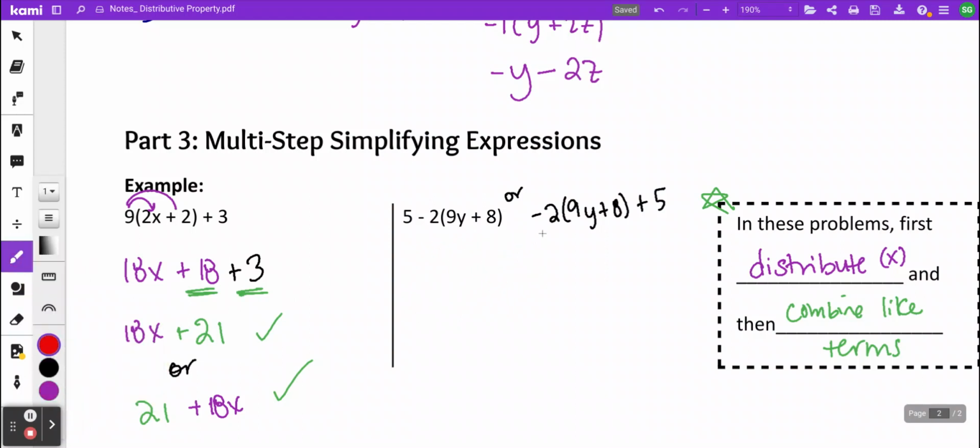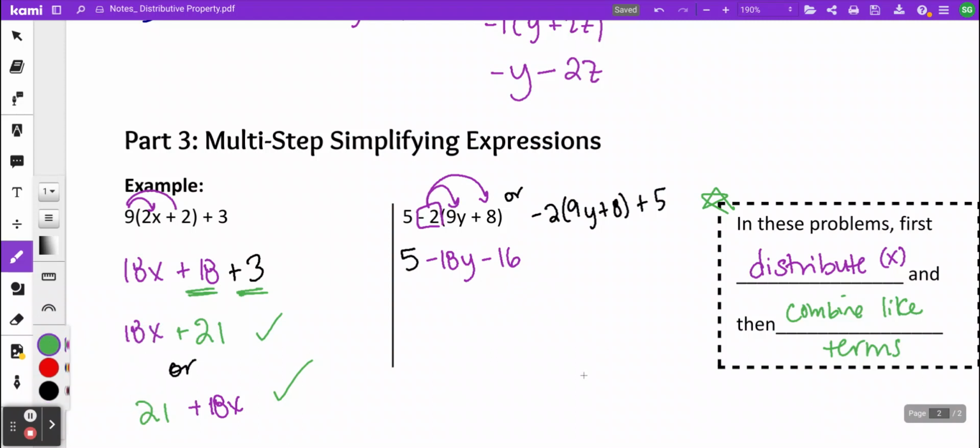When I go to distribute, I'm distributing not just that 2, but a negative 2. Let me actually keep my distributing purple. I'm taking my negative 2 and I'm multiplying that with everything inside the parentheses. Since I'm not doing any multiplication with my 5, it's just going to copy down. And I've got negative 2 times 9y, that's negative 18y. And negative 2 times 8, that is negative 16. So this is my first step.